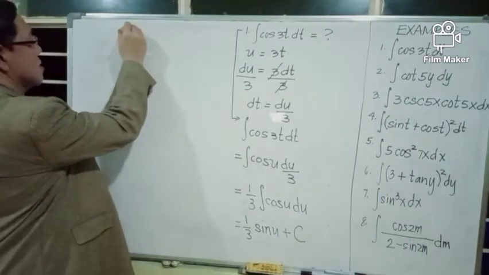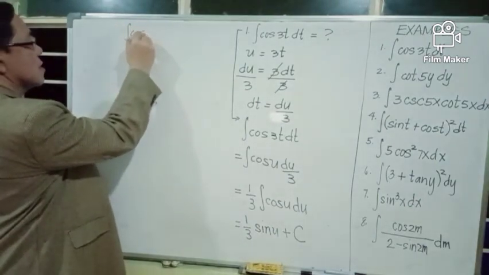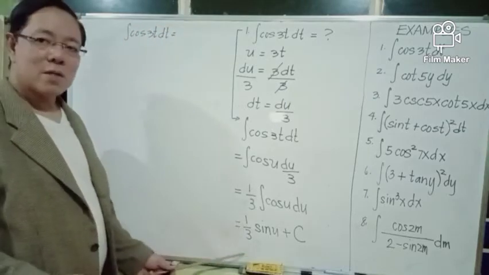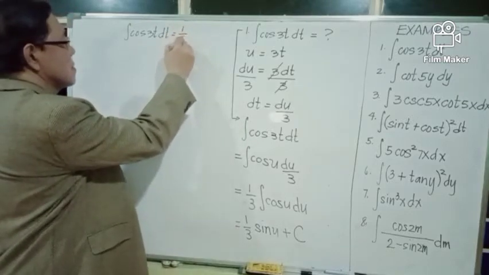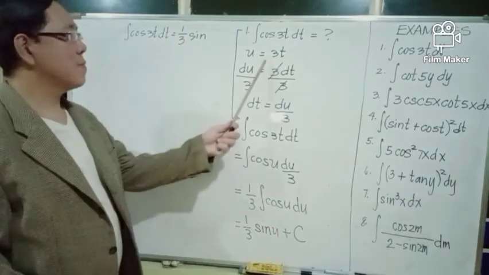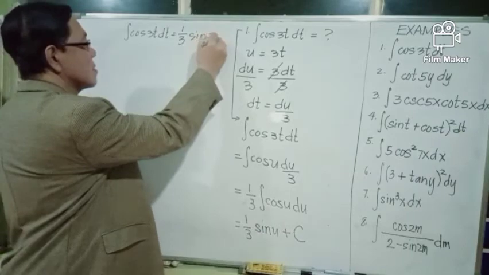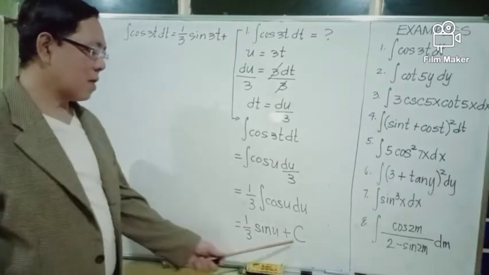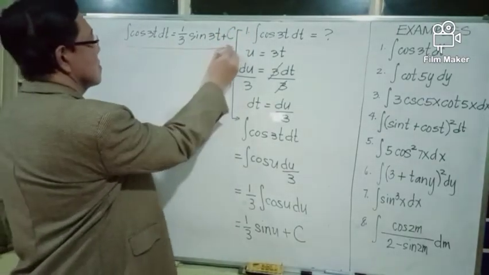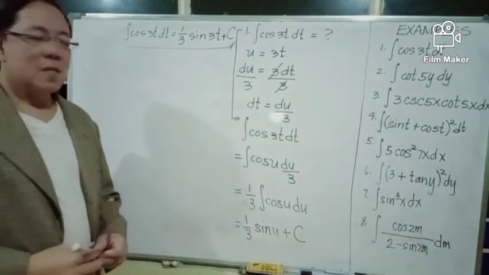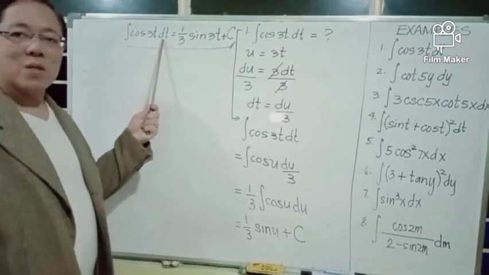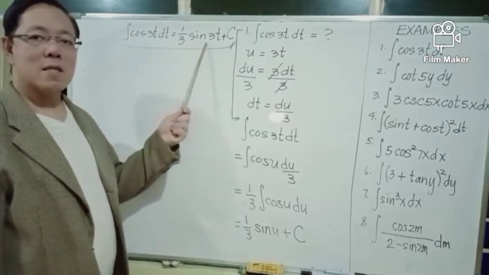Hence, the integral of cosine 3t with respect to t is equal to 1/3 times sine u, where u equals 3t, plus the constant of integration. This is the answer for number 1: the integral of cosine 3t with respect to t equals 1/3 times sine 3t plus c.